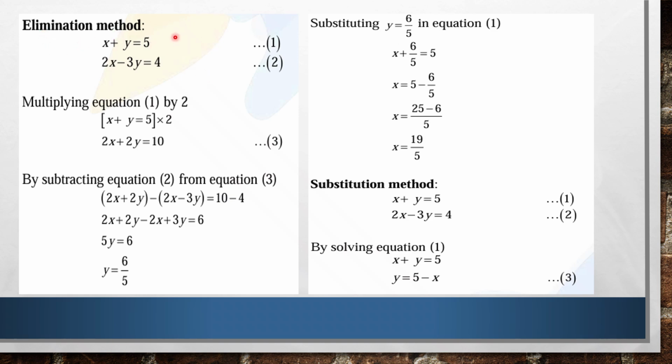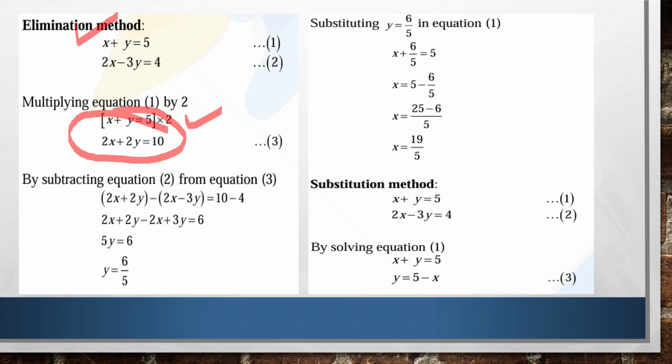In the elimination method, we can take equation 1 as x plus y is equal to 5 and 2x minus 3y is equal to 4 as equation 2. Multiplying equation 1 by 2, I can write x plus y is equal to 5 into 2. Third, I will get one more equation, that is 2x plus 2y is equal to 10, by multiplying equation 1 with 2. So this you have to do in the elimination method, as the name suggests, elimination.